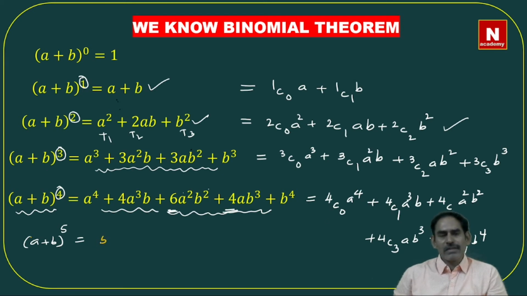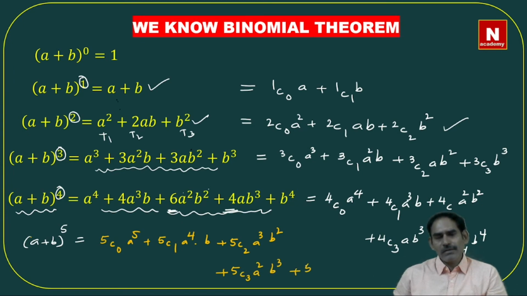These are 5C0 a power 5 plus 5C1 a power 4 b, power of a decreases, power of b increases, 5C2 a cube b square plus 5C3 a square b cube plus 5C4 a b power 4 plus 5C5 b power 5. In this way we can expand whatever the index given.